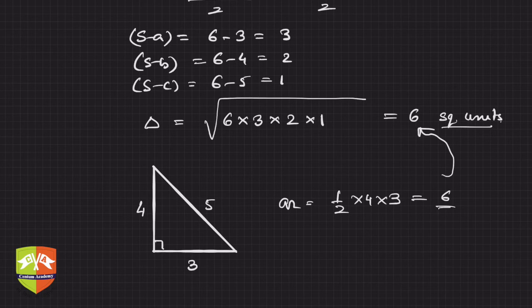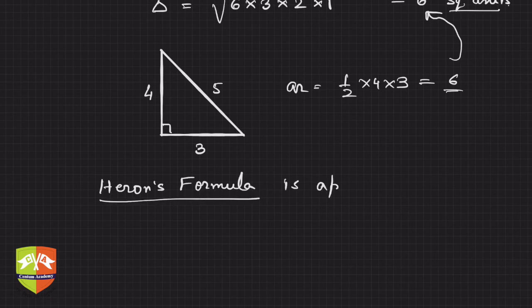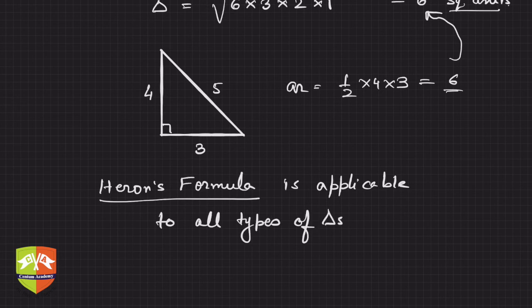So please note, and I'm writing, Heron's formula is applicable to all types of triangles. Okay, there is no restriction as to this being only for right angle triangles or equilateral triangles or something like that. It holds for all types of triangles. Okay, so I hope you got the proof of this formula, and in the next sessions we will be taking up applications of this Heron's formula.